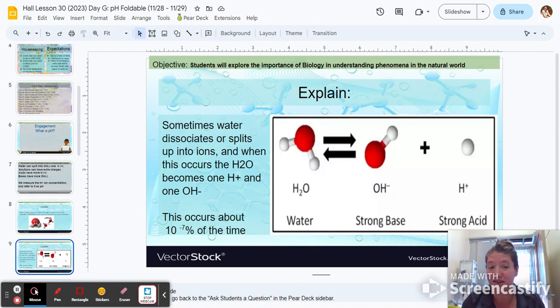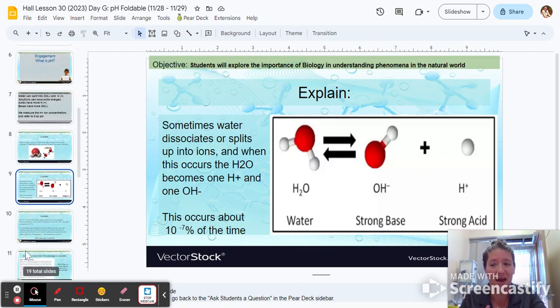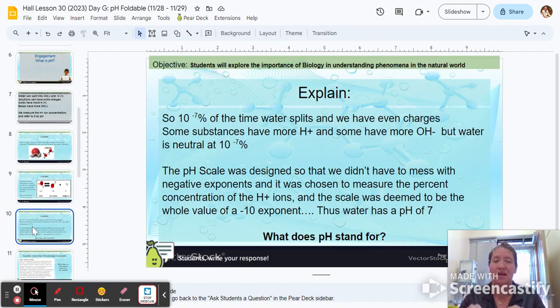Now, this occurs 10 to the negative 7% of the time. That's 0.0000001% of the time. Not a lot. Okay? However, that 10 to the negative 7% of the time is how often water splits, and that we have even charges. So some substances, again, have more H plus, some have more OH minus.